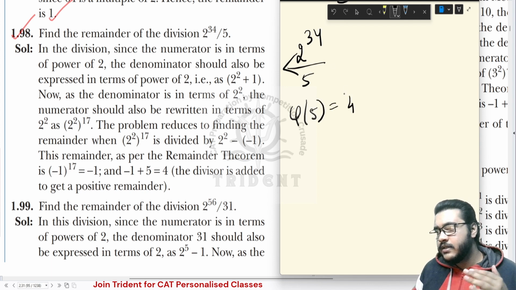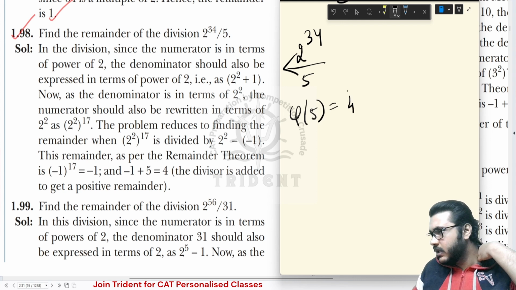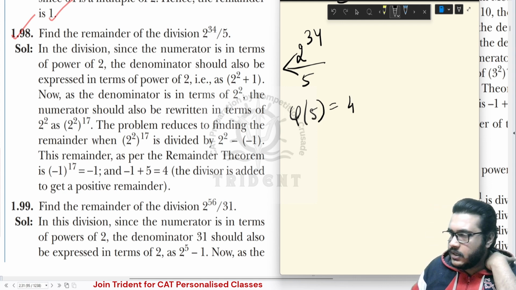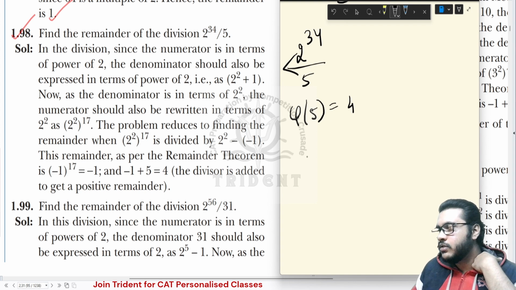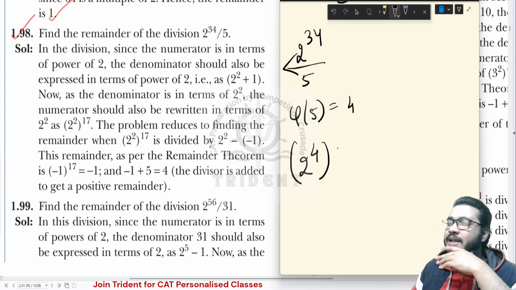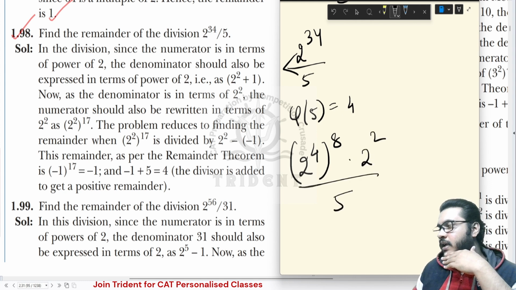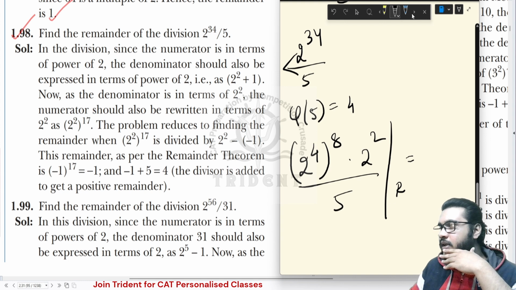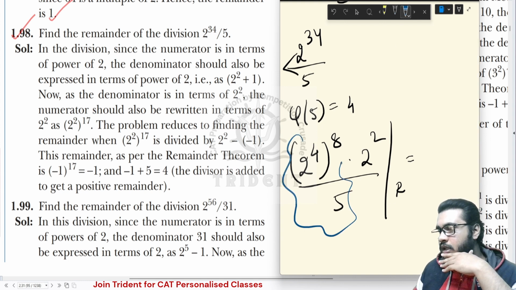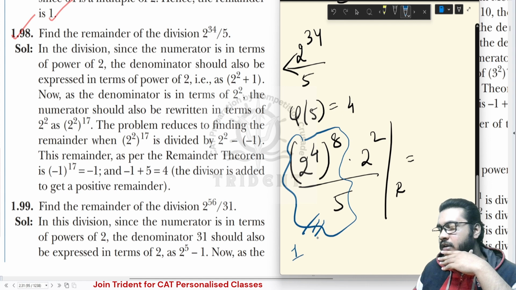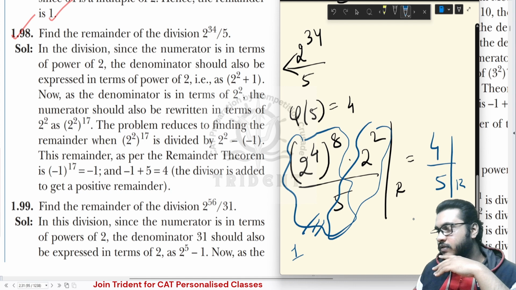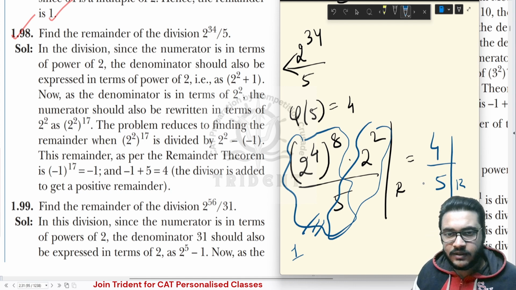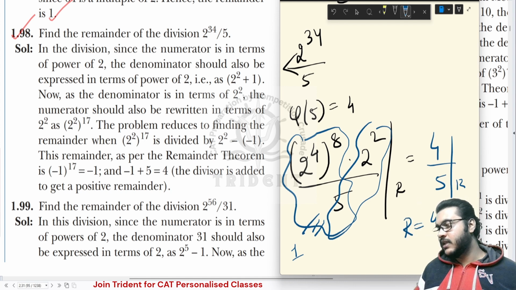So if I can raise this to the power of 4, it can really help me. Let's see if I can. 32 does not break easily, so we'll have to make some adjustments. So this will be 2 raised to the power 4, and 4 8s are 32, and then 2 square divided by 5. Remainder we need to calculate, but if you can pay attention, this part will give me a remainder of 1. I just need to worry about the other part, that is 4 by 5. I need to find the remainder. 4 being less than the divisor, remainder will be 4 itself.